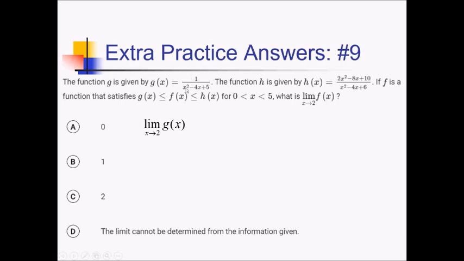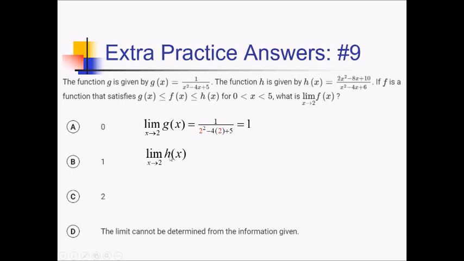So that's 1 over all this stuff with 2 plugged in. So we've got, let's see here, 4 minus 8 is negative 4, plus 5 is positive 1. So 1 over 1 is just 1 for that limit. Now let's see what the limit at 2 is for h.